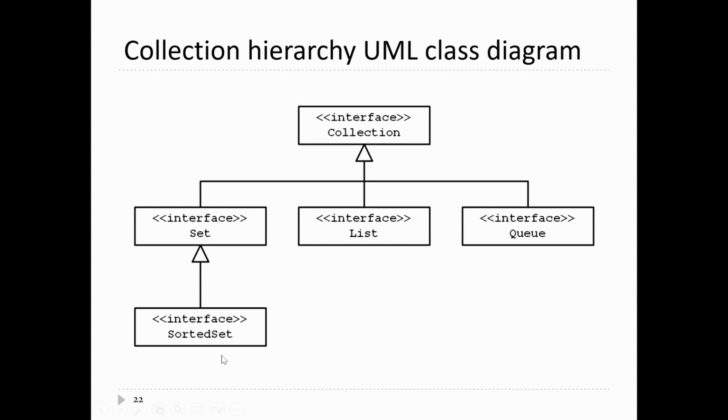Then there's this thing called SortedSet. It's a sub-interface of Set. And what that means is that it has every method that Set has. And by implication, it means that SortedSet has every method that Collection has. So Collection is the interface that has the fewest methods.